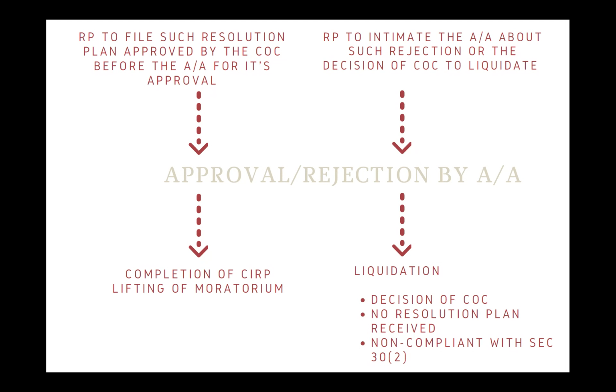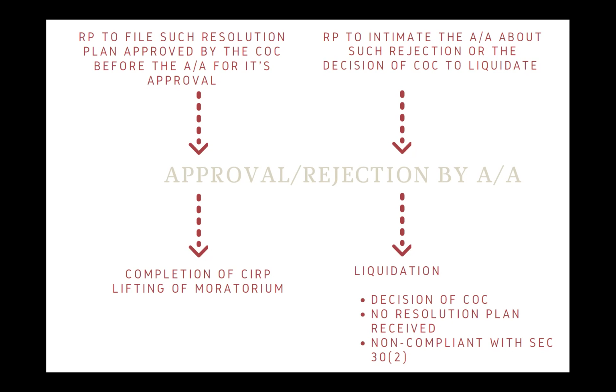The CIRP period initially will be 180 days, unless it is a fast track insolvency process where the period will be 90 days. Under the CIRP, the 180 days can be extended for a subsequent 90 days where the committee of creditors vote for it, and the resolution professional files before the adjudicating authority. The adjudicating authority has the power to extend it for 90 days. So effectively, the total time period for CIRP is 180 plus 90, if any, that is 270. That is the maximum time period.